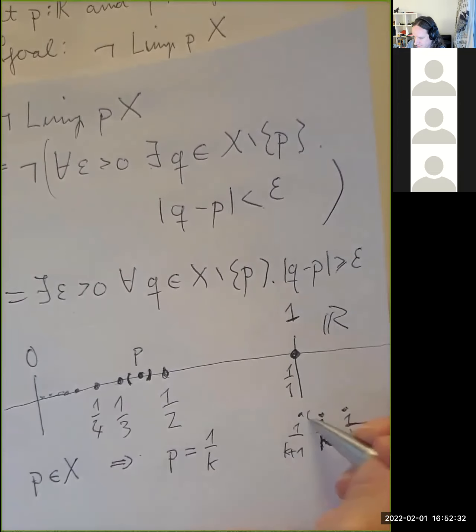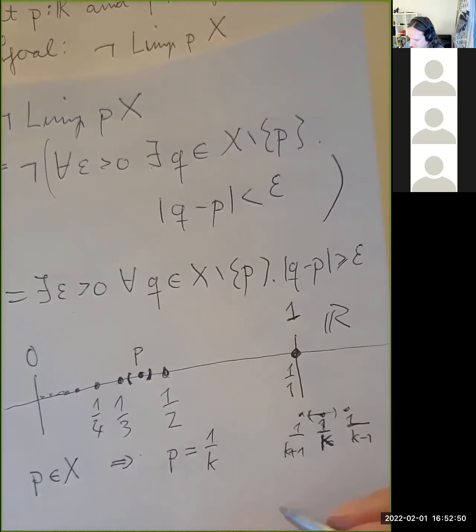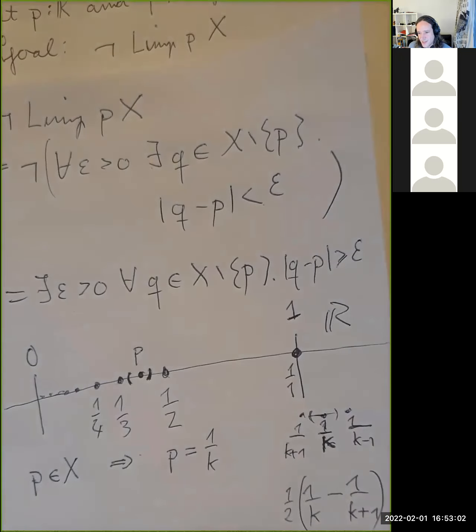And we have to find something maybe in the middle here, some epsilon. And I mean, you can just take half of the difference here. So you can take the difference between these two, 1 over k plus 1 and 1 over k, and half it. So how can we do this? This is 1 over k minus 1 over k plus 1, and halved. So that would be my candidate for epsilon here.